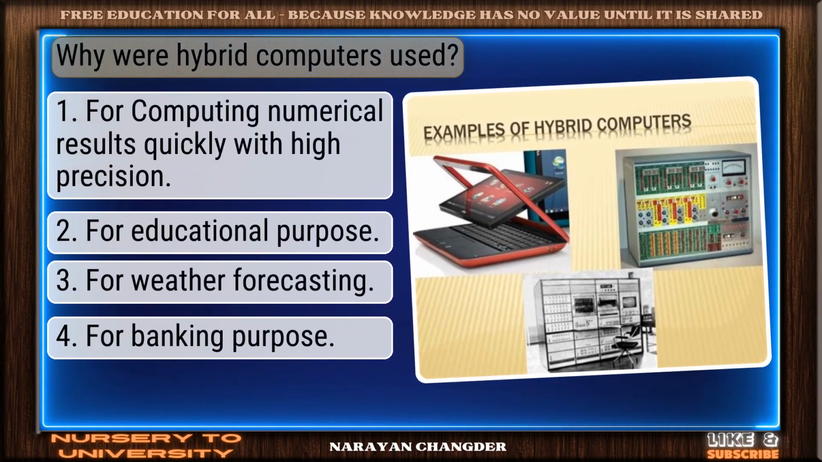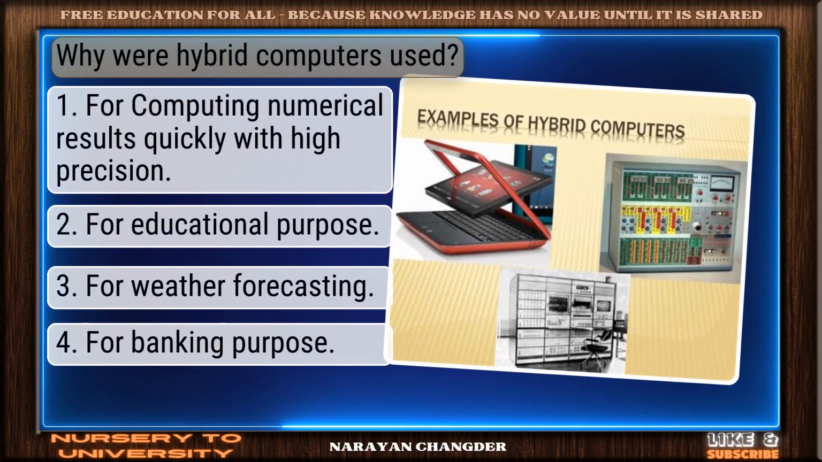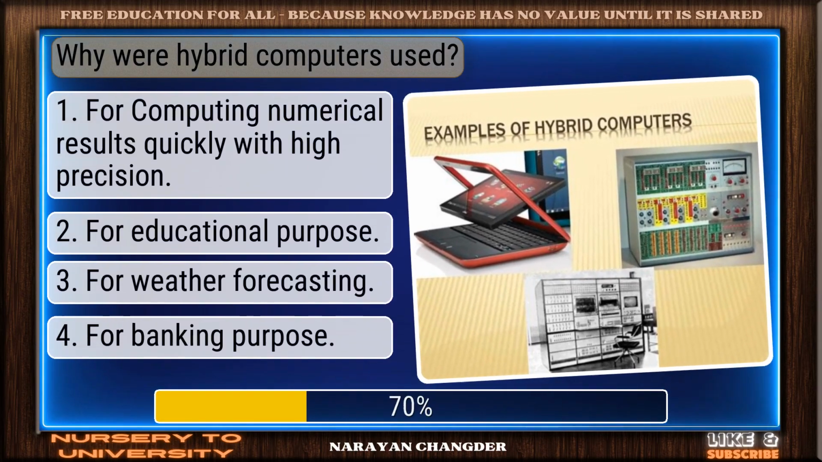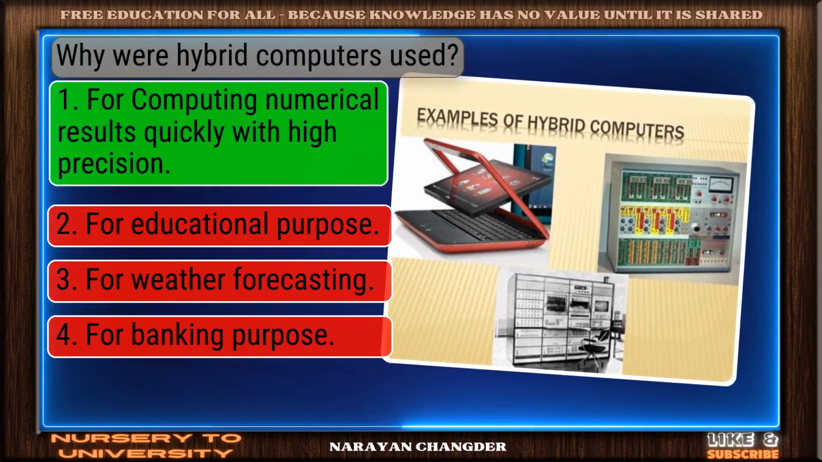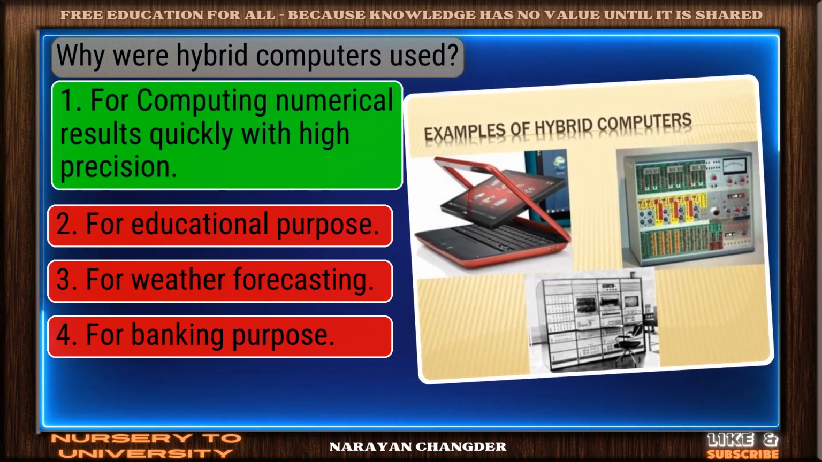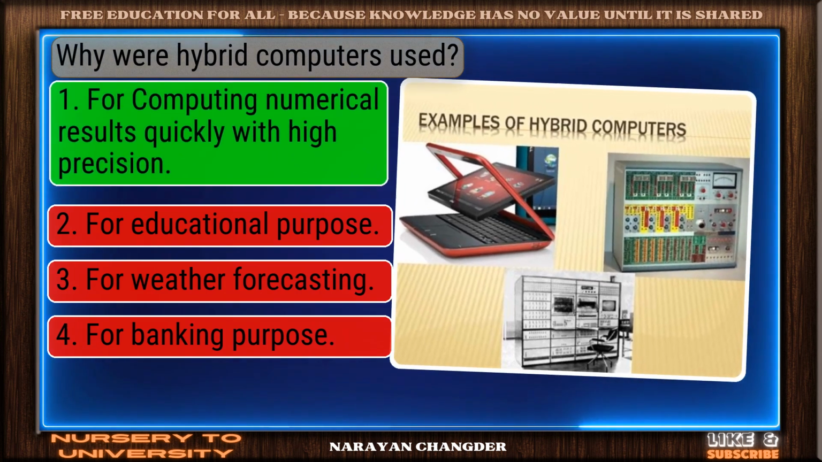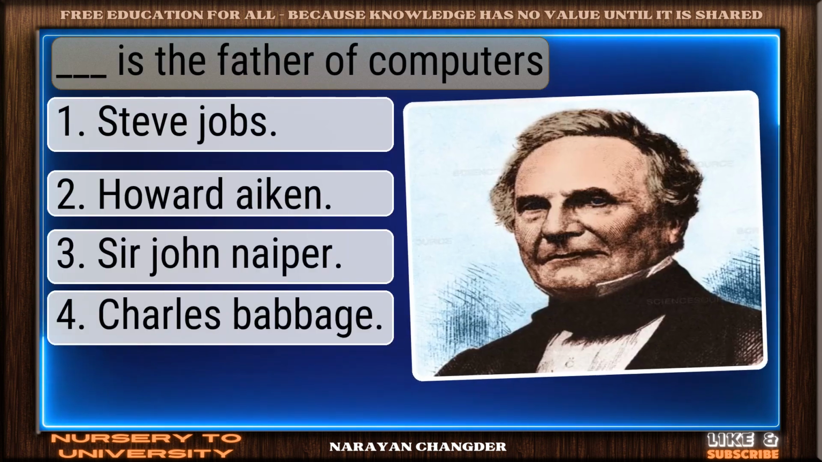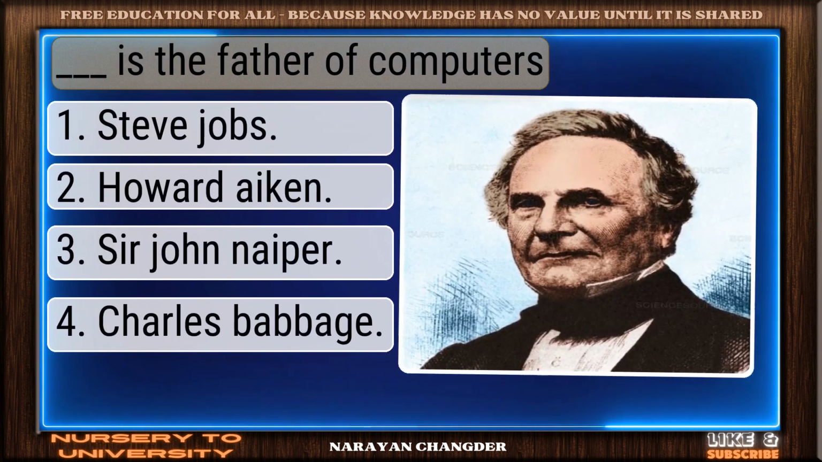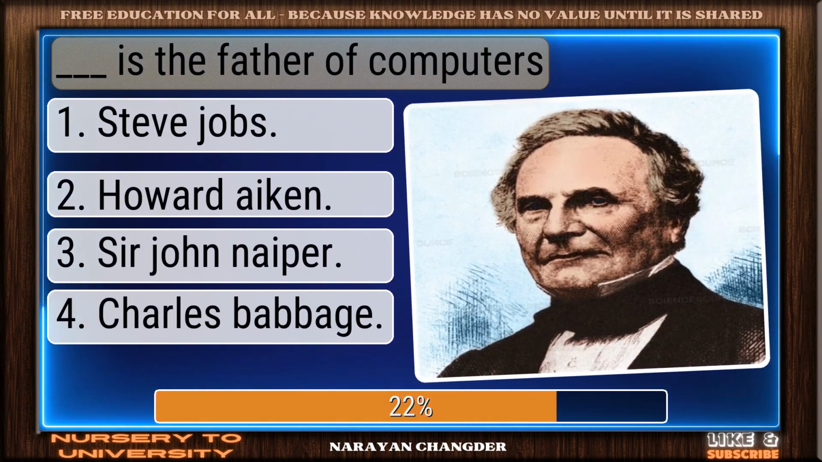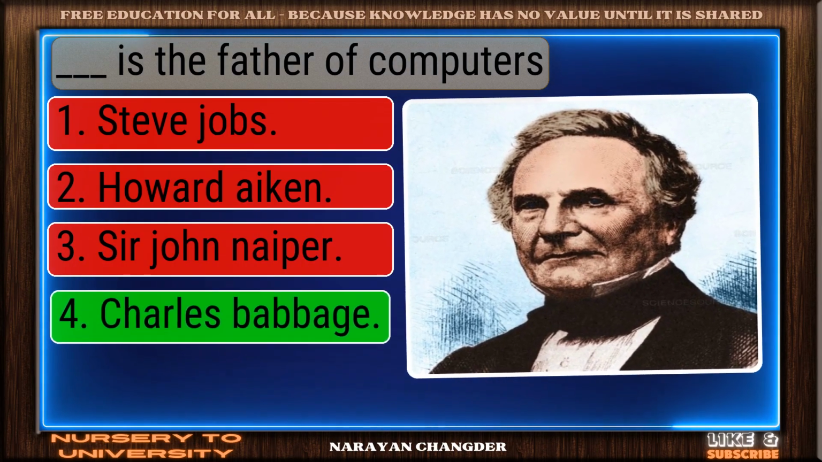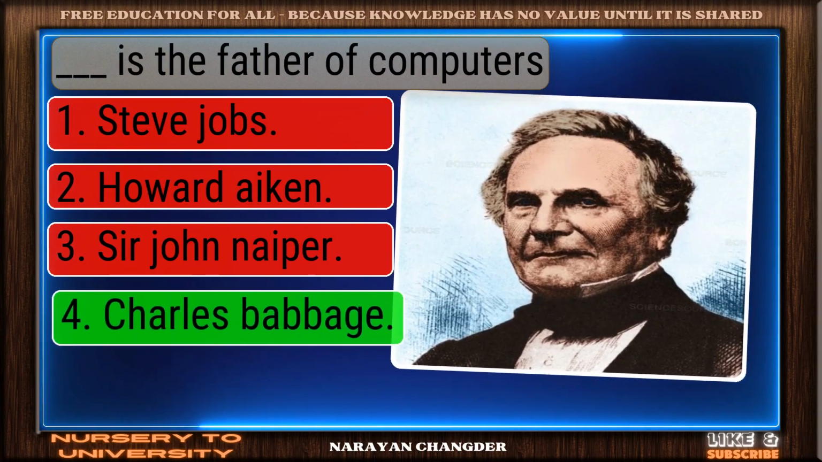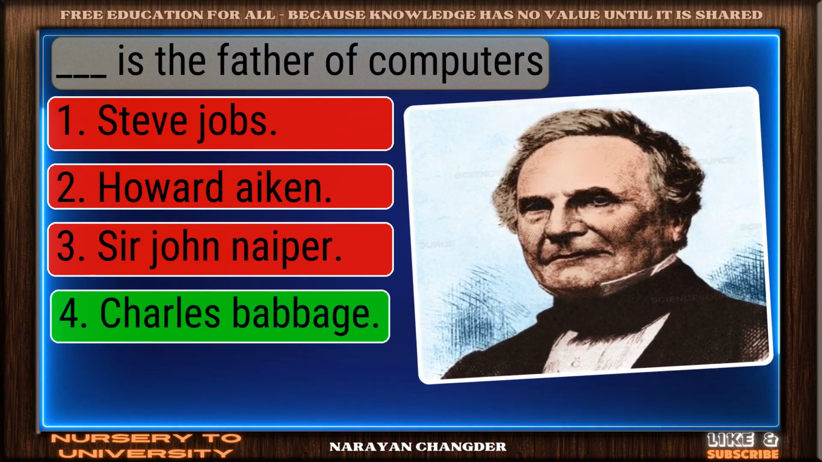Question number 71. Why were hybrid computers used? Good job. Your answer for computing numerical results quickly with high precision works well here. Question number 72. Dash is the father of computers. Exactly. Charles Babbage makes sense, and it is right choice.